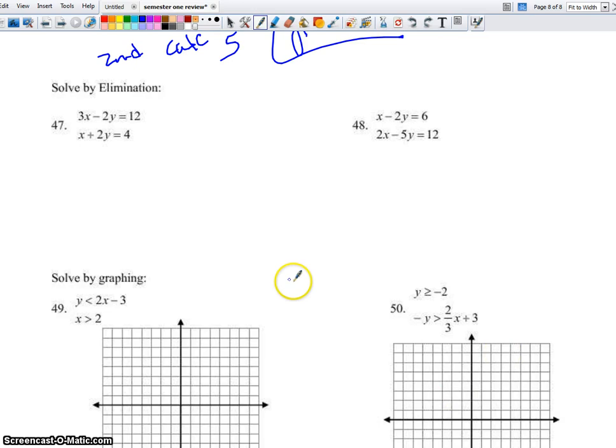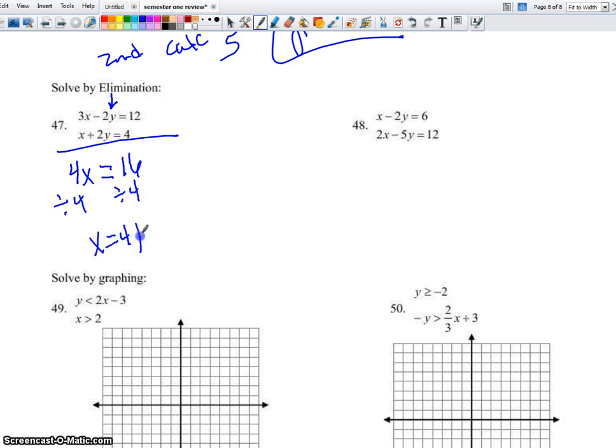47, solve by elimination. Elimination is where you want something to cancel. You just have the same number with the opposite signs. My y's are set up to eliminate. So draw a line and combine. 3x and x gives me 4x. Negative 2y and 2y cancels, equals 12 and 4 gives me 16. Solve this. Divide both sides by 4. X is equal to 4.